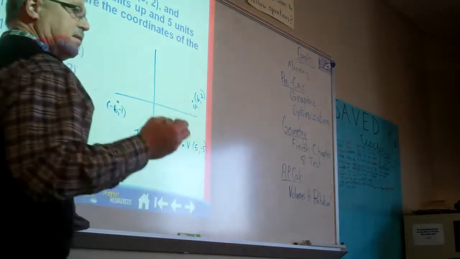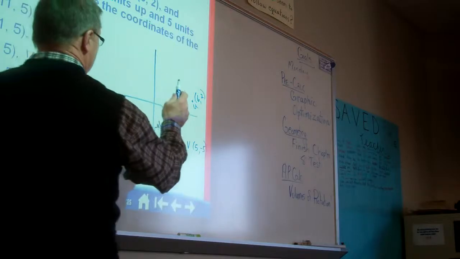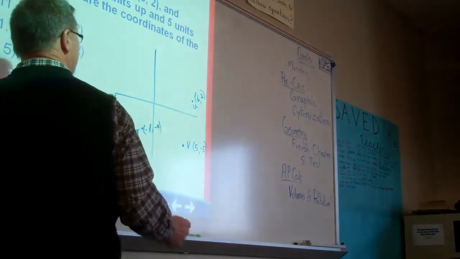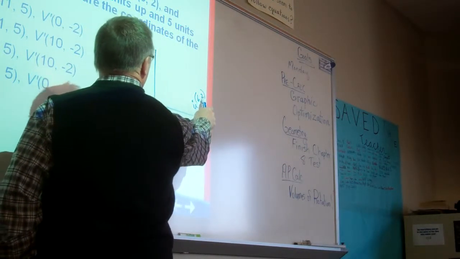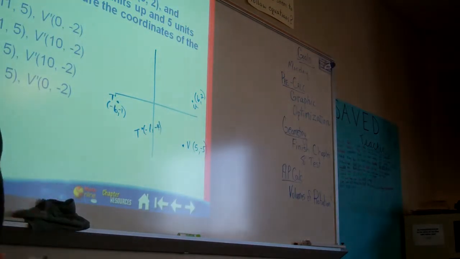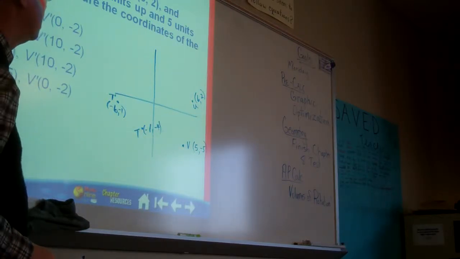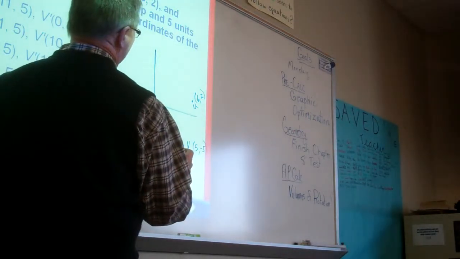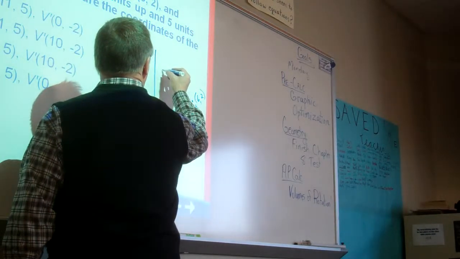All right, let's try this again. The new T is going to be right there. U, if it goes 3 up and 5 left, what will happen to the point 6, 2? It will be 1, 5. It's got to go 5 left. 1, 5. Nice.